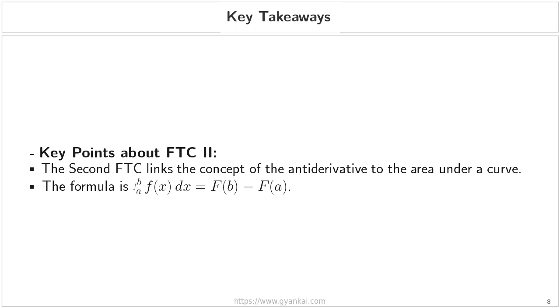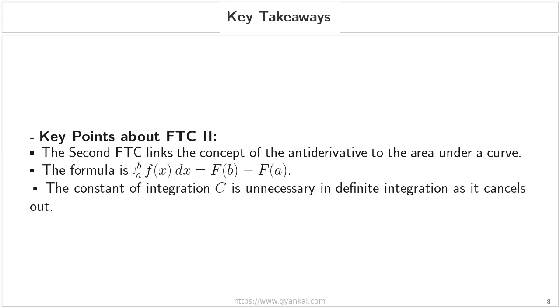Next, let's look at the formula itself. It states that the definite integral from a to b of a function f of x with respect to x is equal to the antiderivative of f of x, evaluated at b, minus the antiderivative of f of x, evaluated at a. So, we write that as integral from a to b of f of x dx equals f of b minus f of a, where f of x is the antiderivative. Make sure you remember this formula. It's the core of what we've been working on.